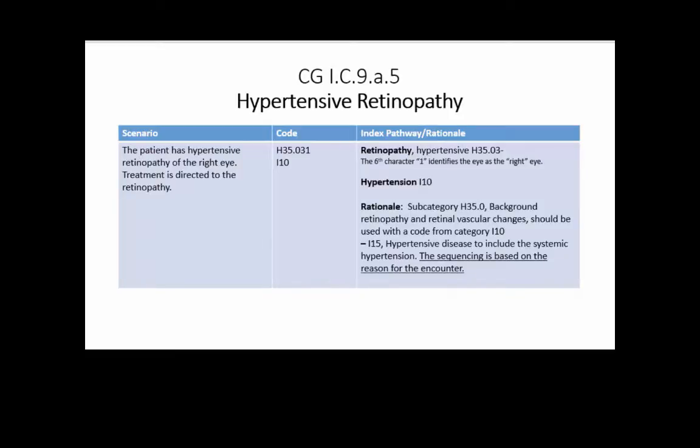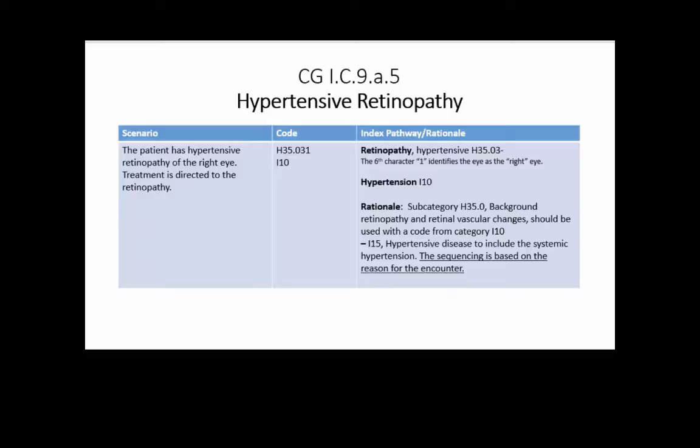The next code is hypertensive retinopathy. This is when the patient has hypertensive retinopathy and the treatment is directed to the retinopathy. If the treatment were directed to the hypertension, the hypertensive code would be the principal, but because treatment is directed to the retinopathy, that code is the principal. We know that because our coding guideline tells us sequencing is based on the reason for the encounter. It also tells us that subcategory H35.0 has to be used with a code from category I10 through I15, which is hypertensive disease codes.